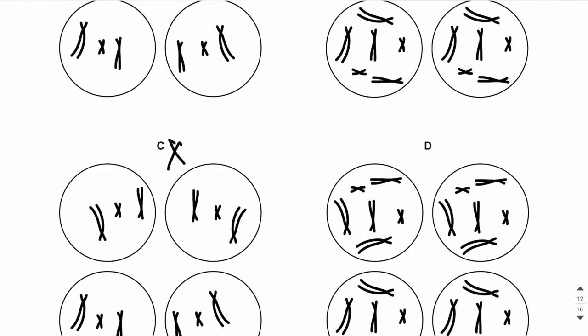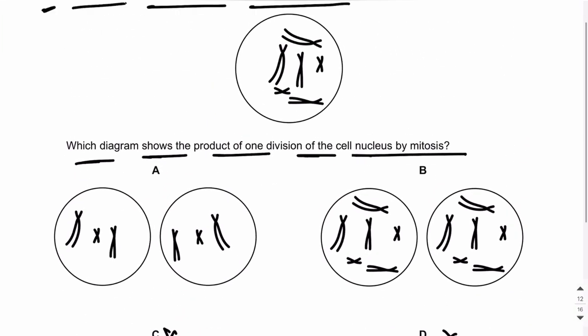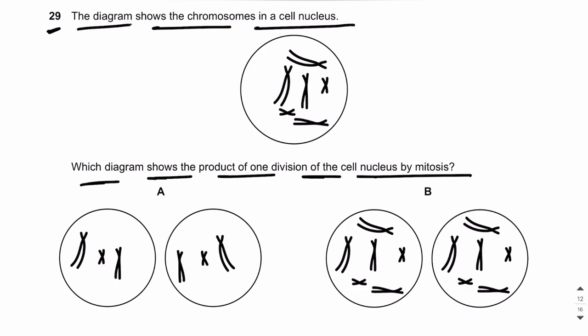So C and D are wrong, and you should know that mitosis results in the same number of chromosomes. Mitosis is a nuclear division which maintains the chromosome number. So over here we can see how many chromosomes there are. 1 2 3 4 5 6. 1 2 3 4 5 6. 1 2 3 4 5 6. So the answer is B.